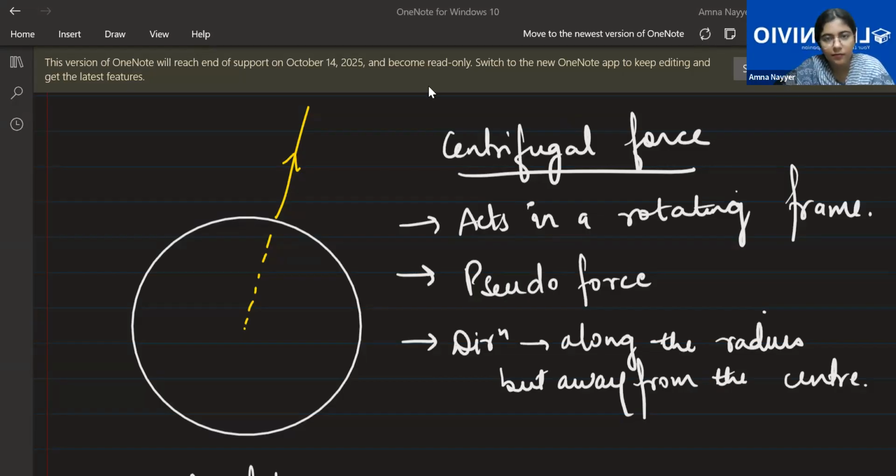Ma'am, what is the direction of pseudo force here? This is the pseudo force, away from the center. See, if a body is there, let's say, along the radius will be this. This is the radial, and away from the center. So this will be it. Okay, ma'am.